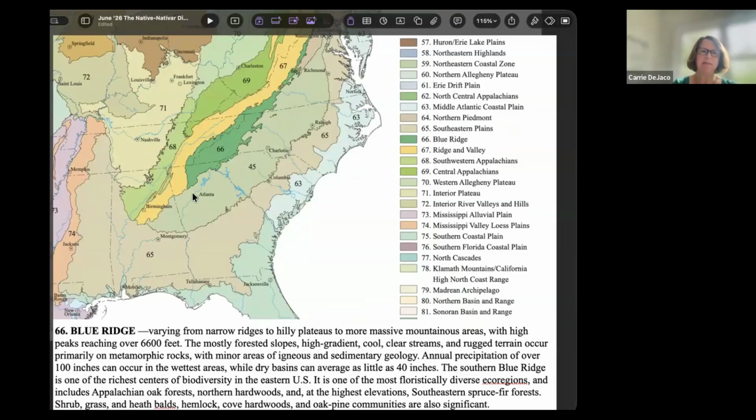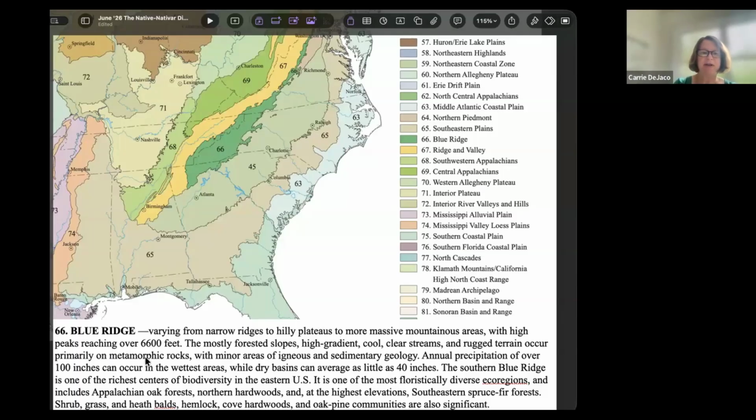When we zoom in to our neck of the woods a little bit closer here, we can see that the Carolina Piedmont, for example, is here in the center of this 45 number here, which is the outer Piedmont region. You guys in the mountains are in 66. Number 66 is defined as the Blue Ridge. This has forested slopes, high gradient, cool streams.